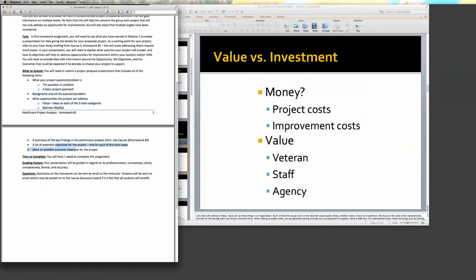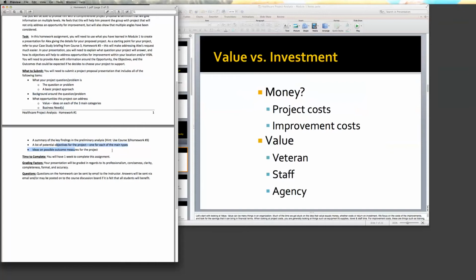And again, don't worry when you're talking about your values and your business needs, or even looking at objectives and the outcome measures. Don't worry that they're not perfect. We're going to get into this. This is kind of a preliminary, just to get you started thinking about all of these different pieces. And as we go through the course in the next few weeks, we're going to start addressing all of these different components and adding additional components to really give you a robust plan for putting together different projects.